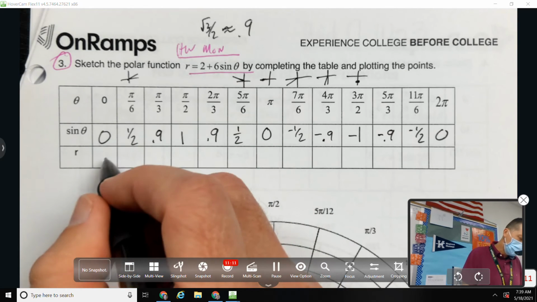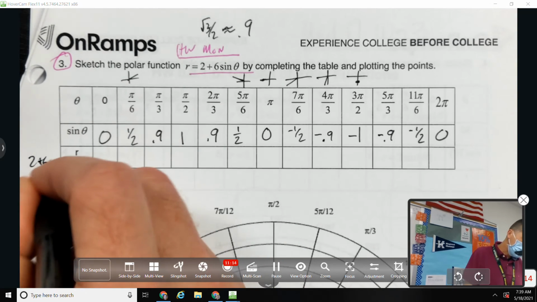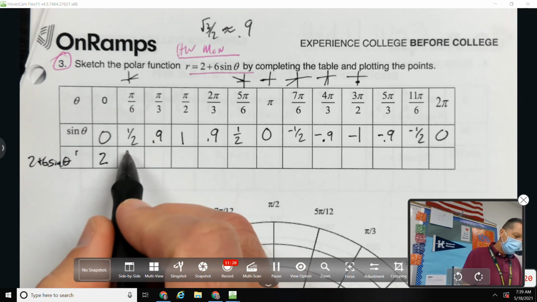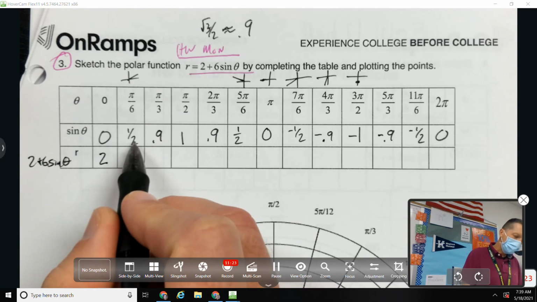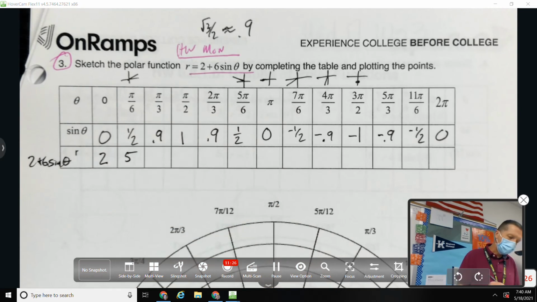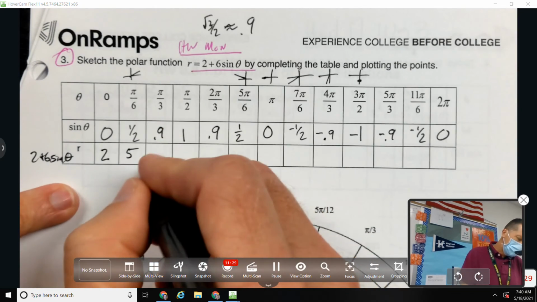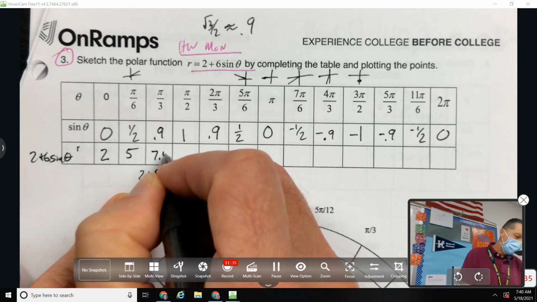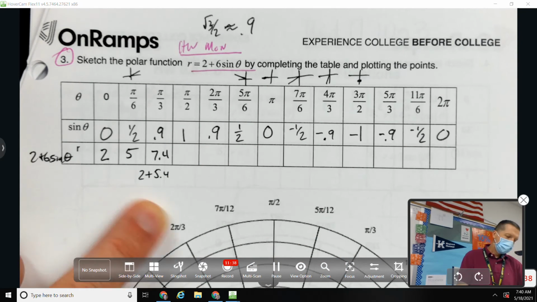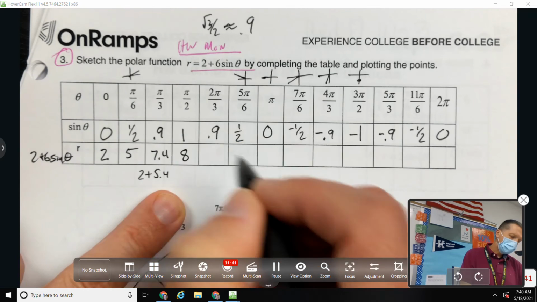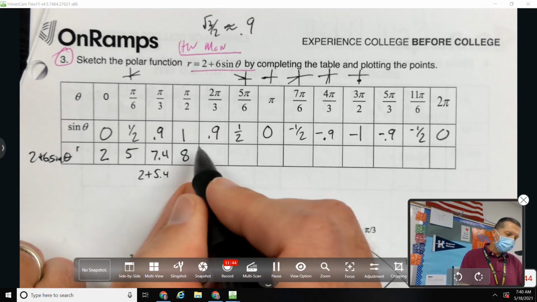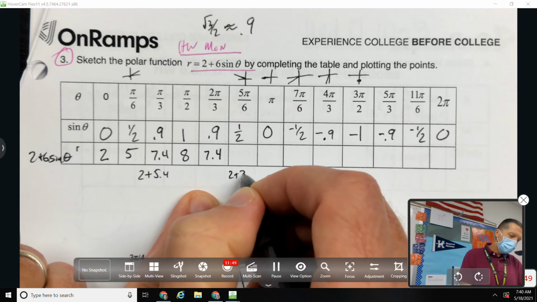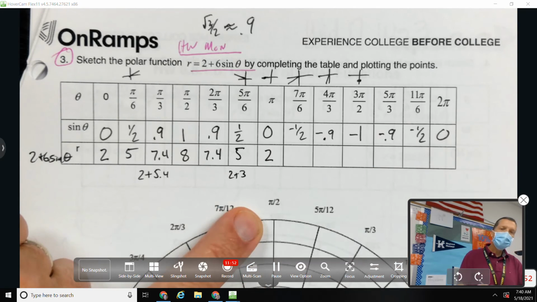Let's see, so r is 2 plus 6 sine theta. So that one would be 2. This one would be 2 plus 6 times 1/2, so 2 plus 3 would be 5. This one would be 6 times 0.9 is 5.4, so 7.4. 2 plus 6, I can do that one. And then we get some repeating values here. 2 plus 5.4 is 7.4. 2 plus 3 is 5. 2 plus 0 is 2.